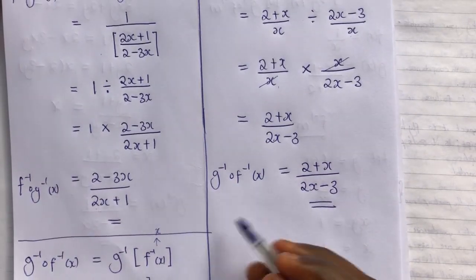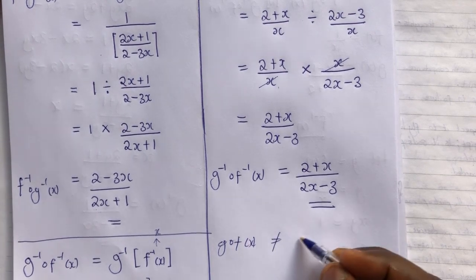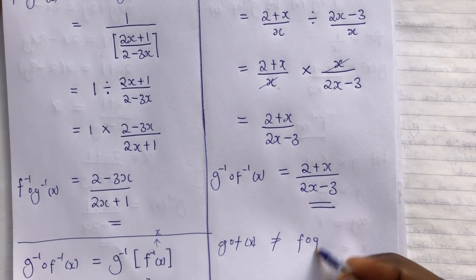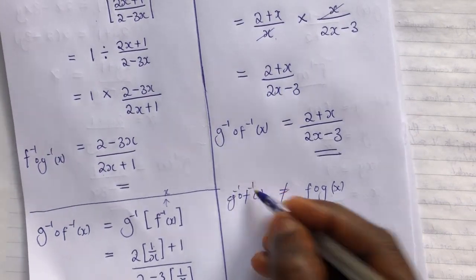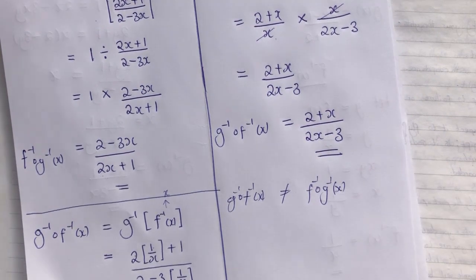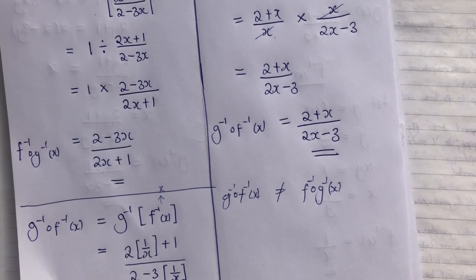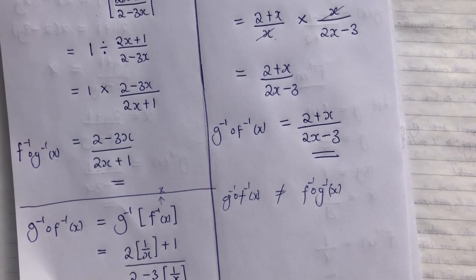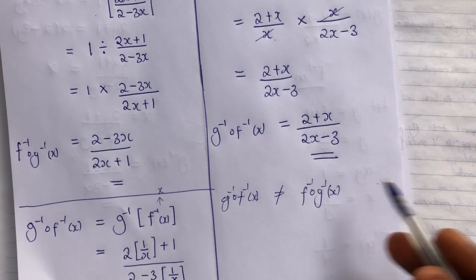Remember, gof of x is not equal to fog of x. In the same way, the inverse of this, they will never be the same. The only time we can have the same is when we are working with their multiplication.